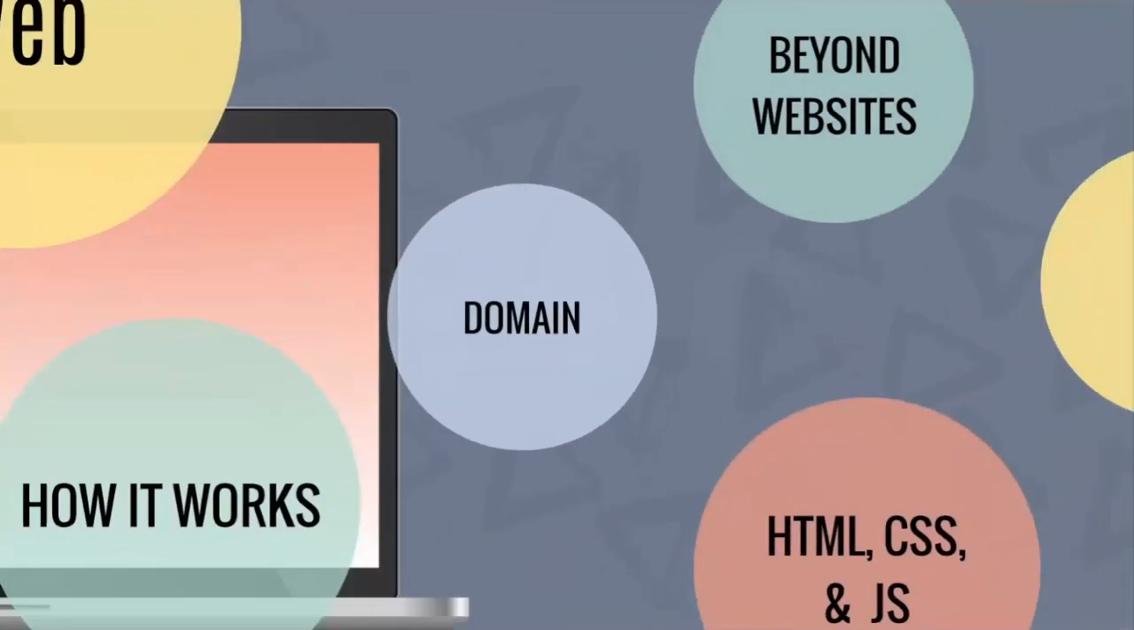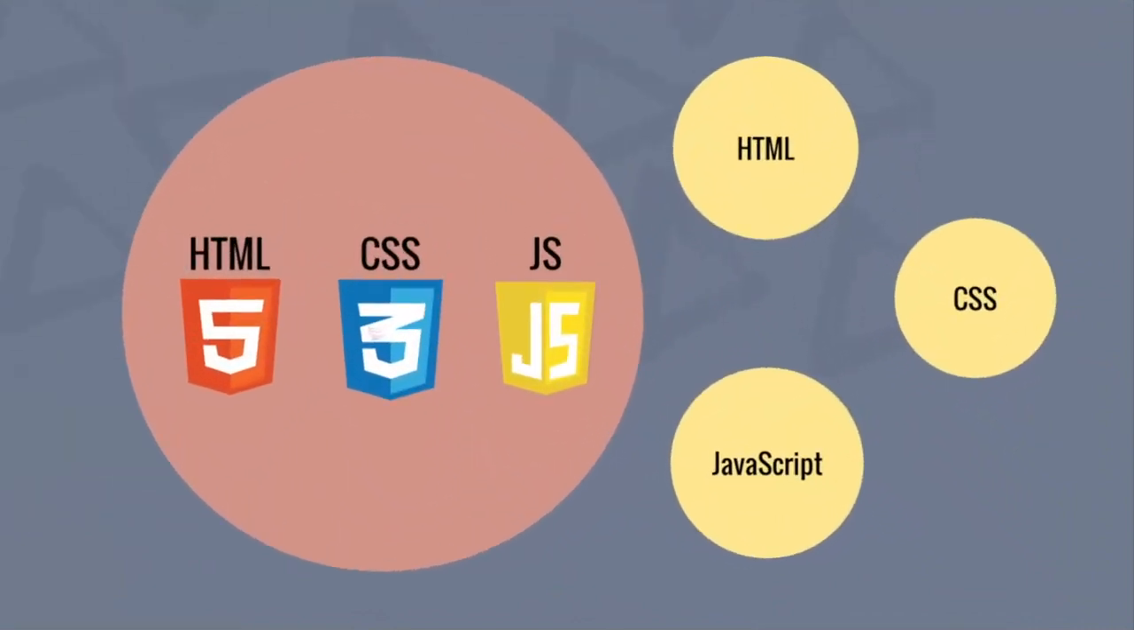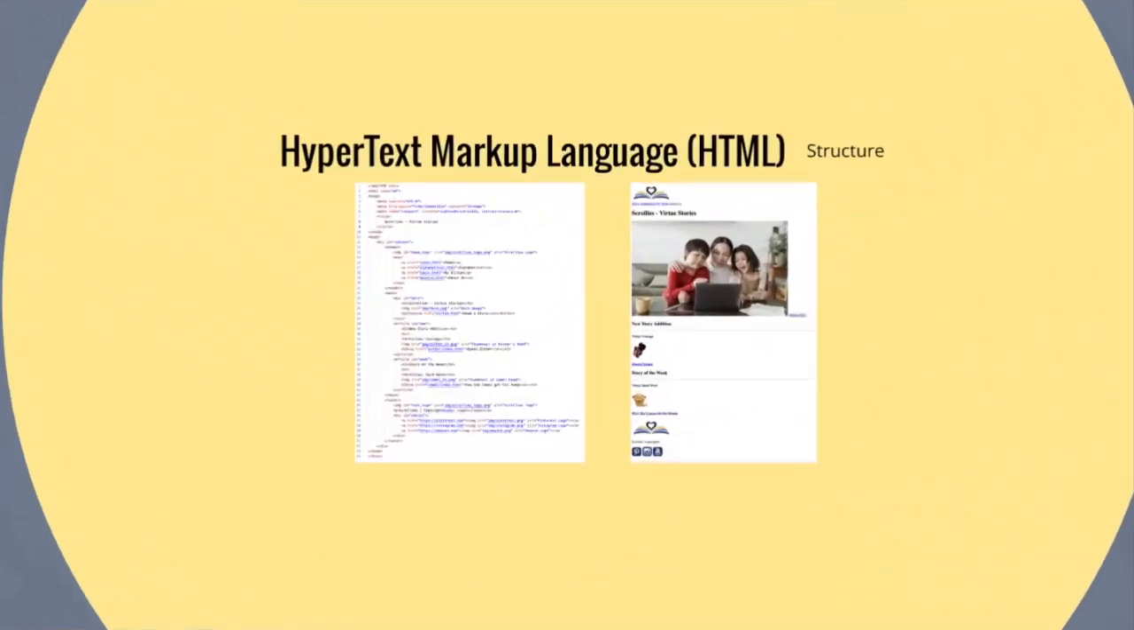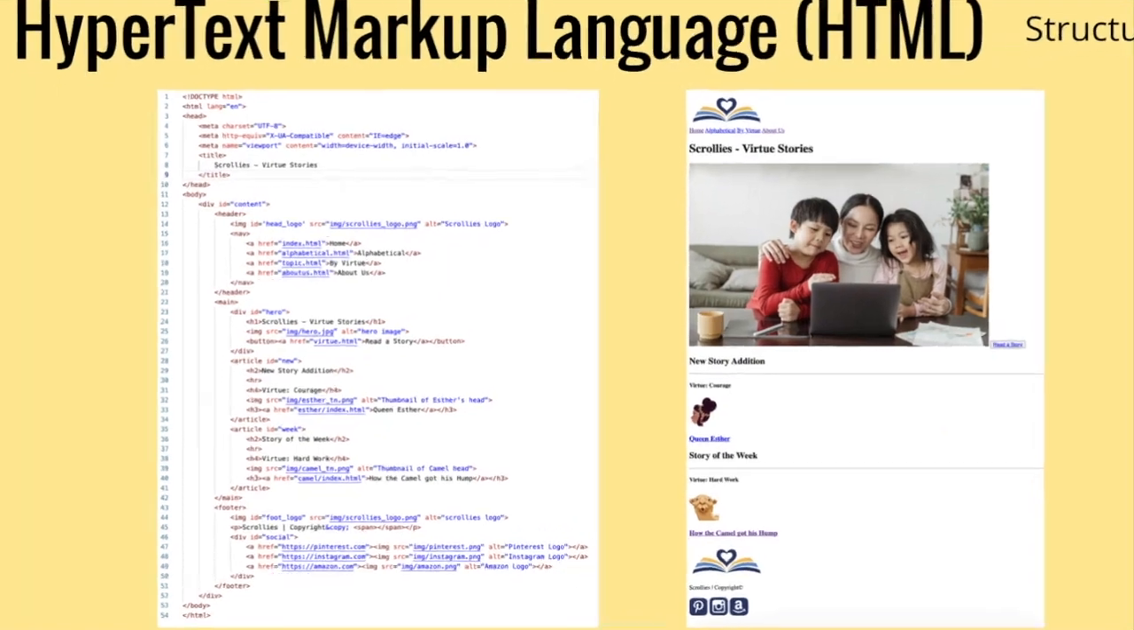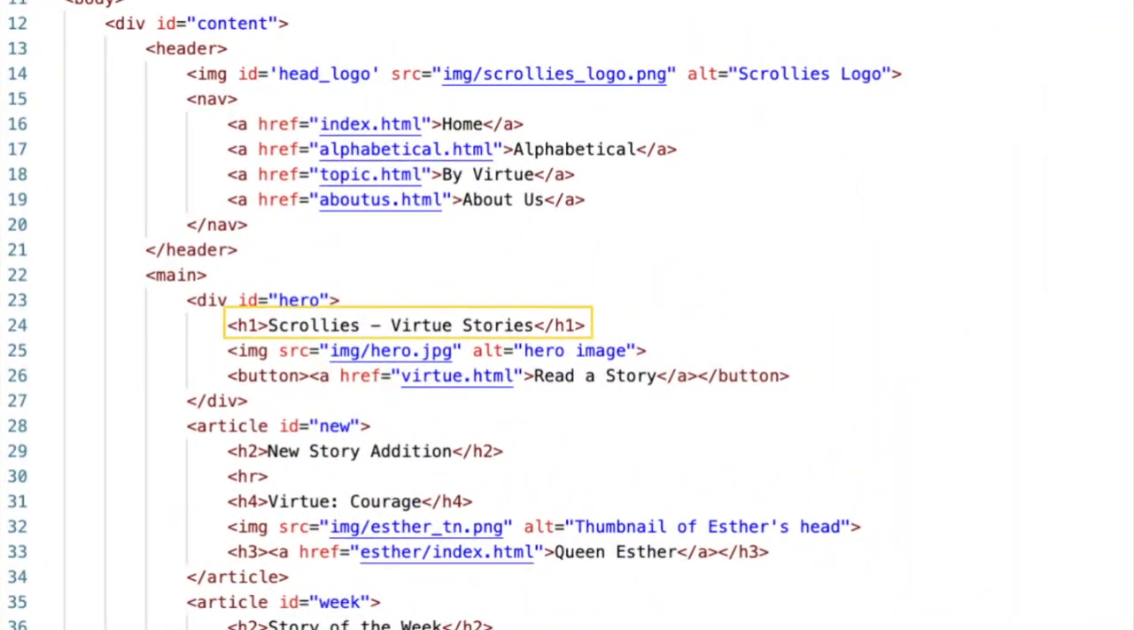There are 3 types of files that make up most websites: HTML, CSS, and JavaScript. HTML, or Hypertext Markup Language, gives the web page structure. In the HTML code, tags are used to tell the browser how to render or interpret each part of the page. A tag like H1 around the main title of the page tells the browser that this is your heading with the highest level of 1.